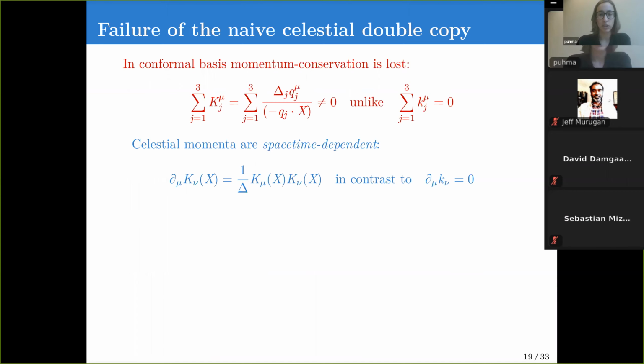The origin of this, or related to this, is the fact that the celestial momenta capital K are space-time dependent, and so unlike for the usual momenta, whose derivatives are 0, the derivatives acting on the celestial momenta now pull up extra factors of the momenta, and they come with this extra factor.